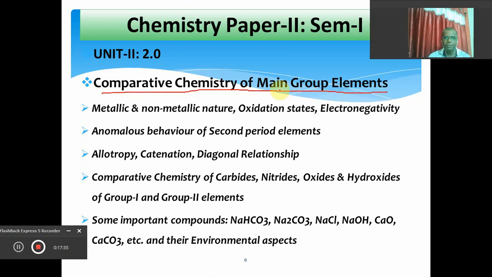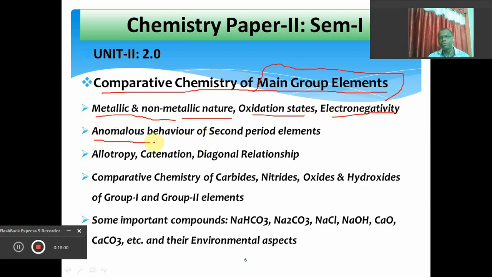There are many types of elements present in the periodic table, and one of the types is called the main group elements. What are the main group elements? How do they show properties, how do they show variation of properties, and all these things will be studied in this topic. So here in this topic we are going to talk about the metallic and non-metallic nature, oxidation states, various oxidation states, and the electronegativity of these main group elements.